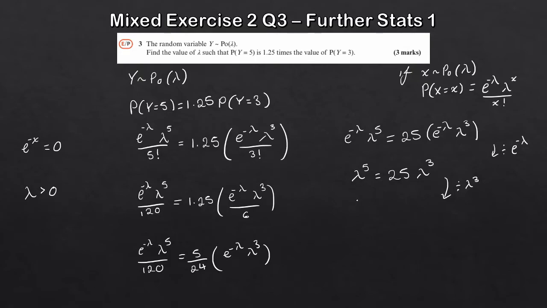So lambda to the 5 divided by lambda cubed gives me lambda squared, and 25 lambda cubed divided by lambda cubed is just 25. So lambda squared is equal to 25, so I can take the square root, and like we've just said, lambda has to be greater than 0, so we omit the negative solution. So that has to be equal to 5. Okay, and that's simply it. My lambda value here is equal to 5, which gives me this expression here. Okay, so 3 marks for that.